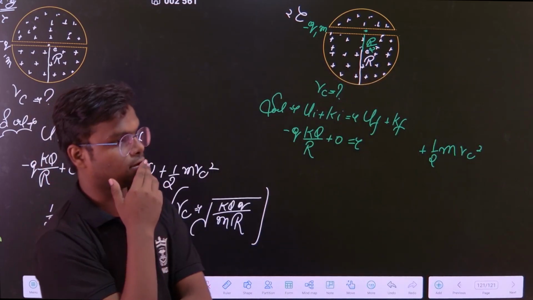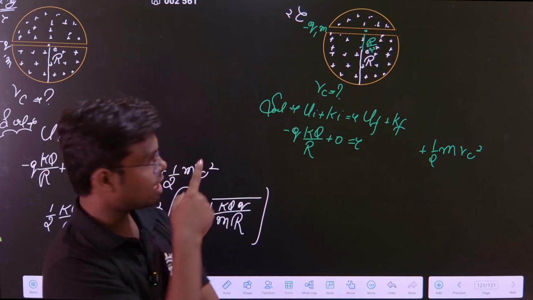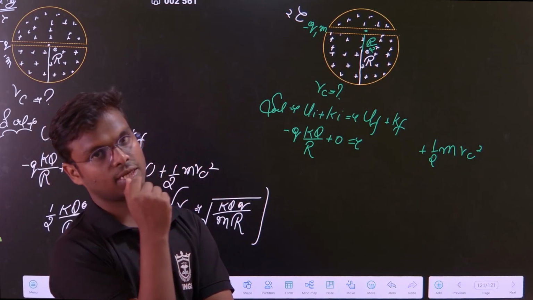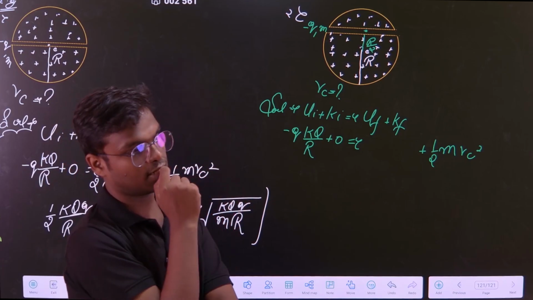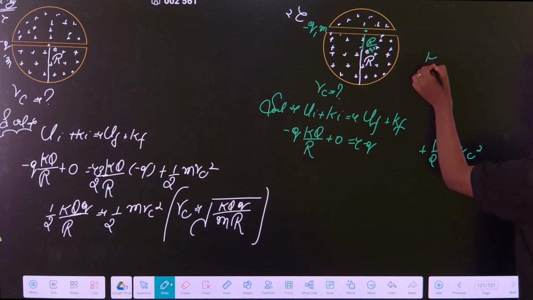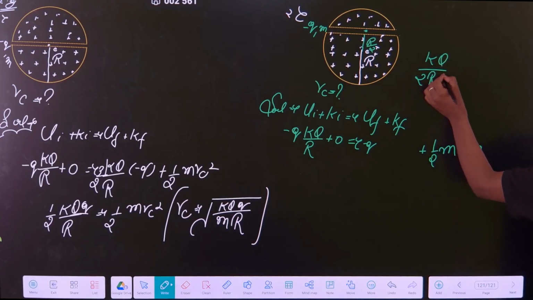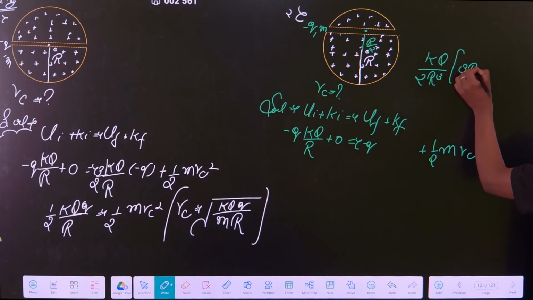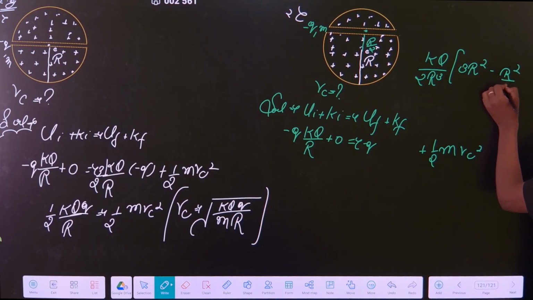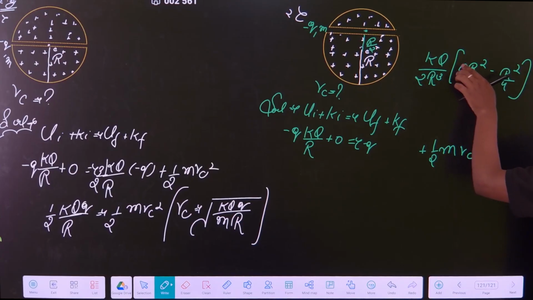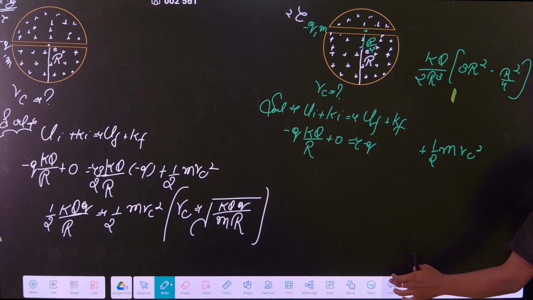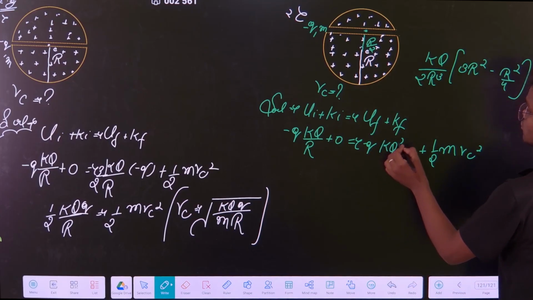If we know the potential at that point, we can simply write the potential energy at that point by multiplying by minus q. First, how to calculate the potential at that point? If you remember, there is a direct formula for this: kQ by 2R cube into 3R square minus r square. The r value is R by 2, so r square is R square by 4. This becomes 12 minus 1, 11 by 8.